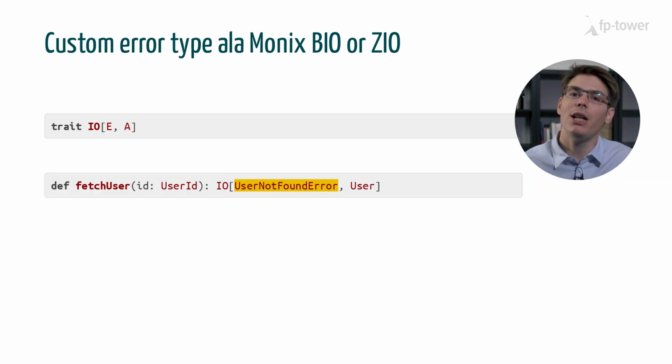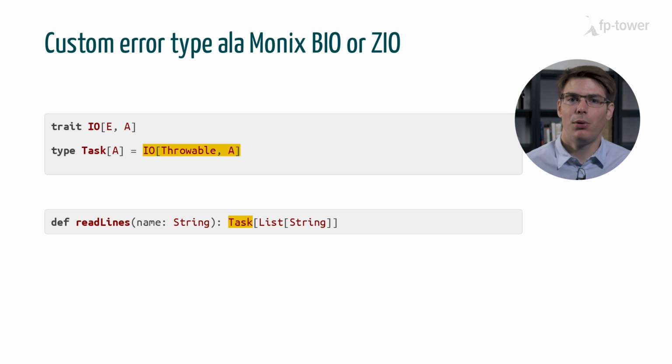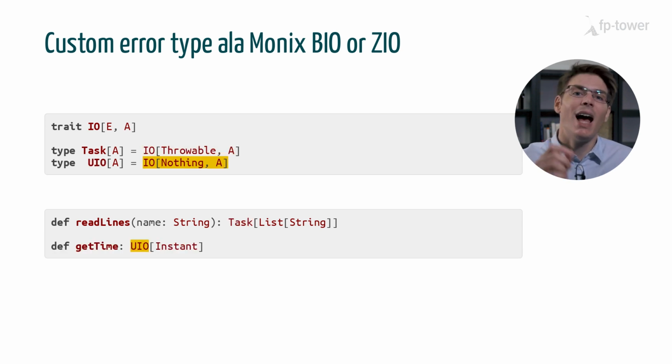For example, we can create an I/O which only fails with a user not found error. The nice thing about this approach is that we can still use Throwable as an error type, but if we need to, we can use something else instead. As a side note, we can also use a special type Nothing to describe an I/O which cannot fail. For instance, getTime reads the current time from the system, and we know that this action is always successful.